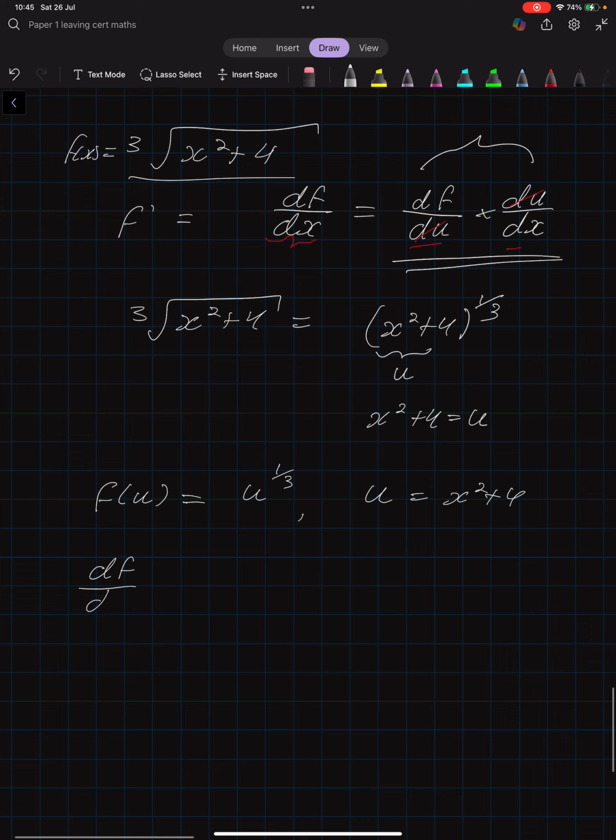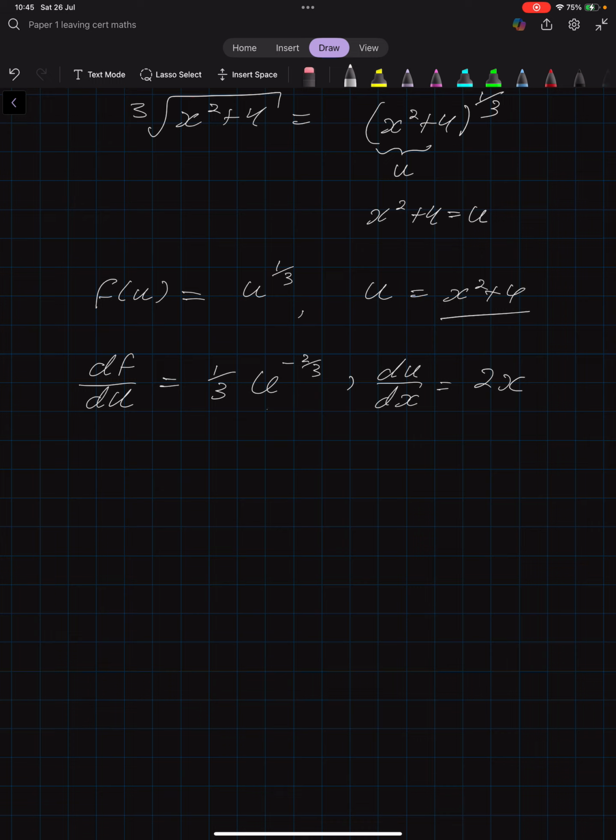df du, I can simply use the power rule. I can get a third u to the minus 2 over 3. And I can get du dx. If I differentiate this with respect to x, I just simply get 2x. So remember, if I differentiate x squared, I'm just left with 2x, and if I differentiate 4, I get 0. So I'm just left with this.